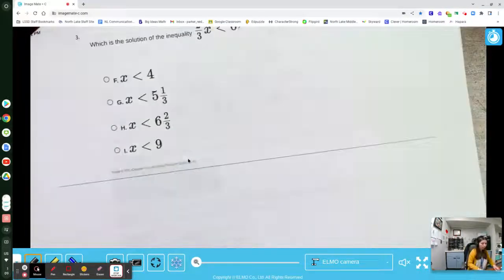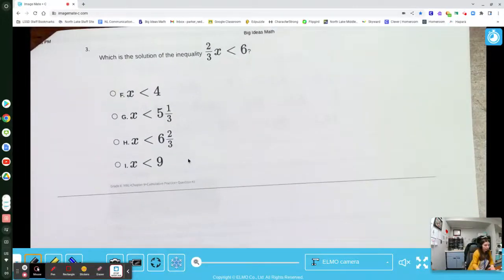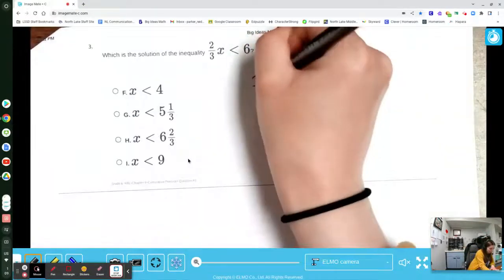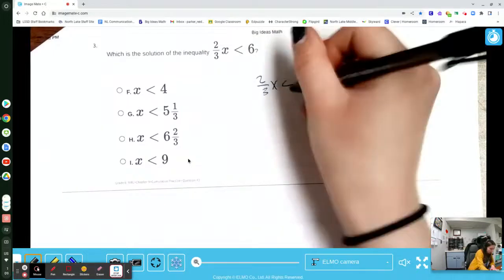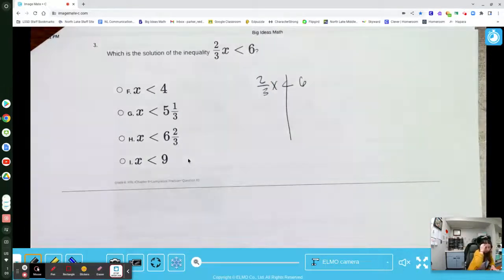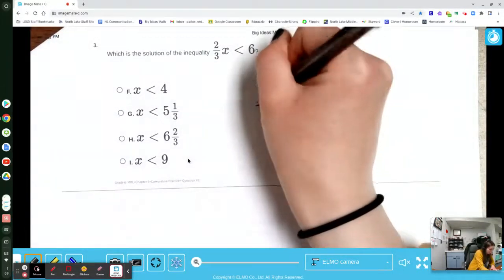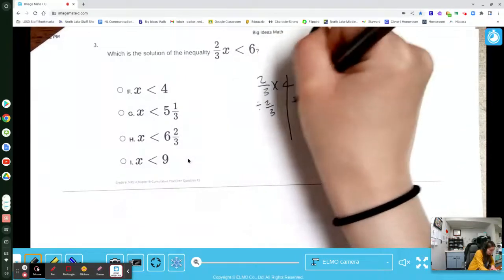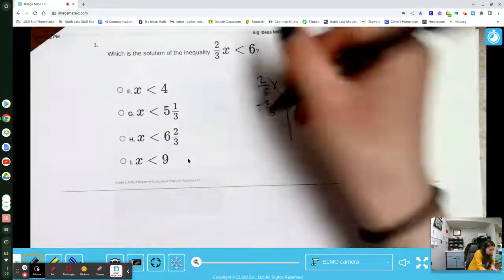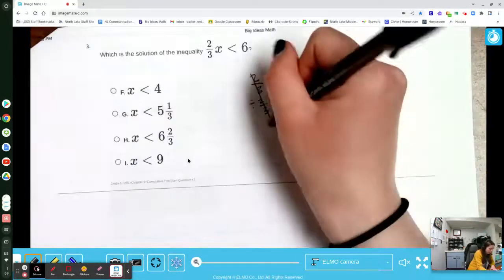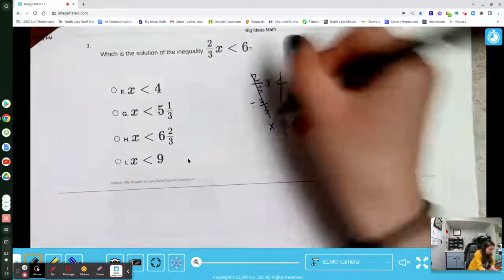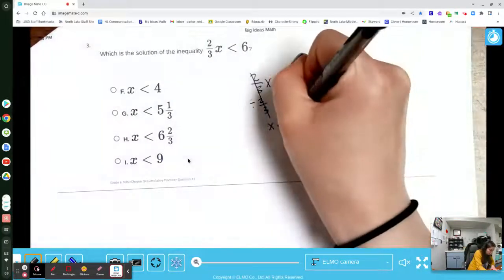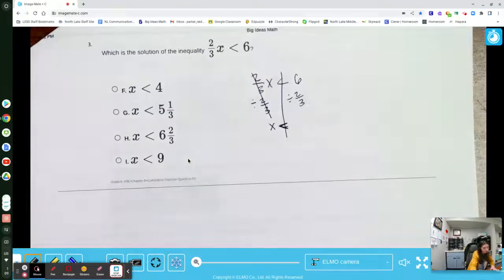Number 3, which is the solution of the inequality? 2/3 x is less than 6. So I'm going to draw a line through my inequality symbol. 2/3 is being multiplied by x, so I'm going to do the opposite. I'm going to divide. Times 2/3 divided by 2/3 undo each other, leaving only x left over. Oops, that was my bad. I shouldn't have put an equal sign. I should have put the same symbol from above.